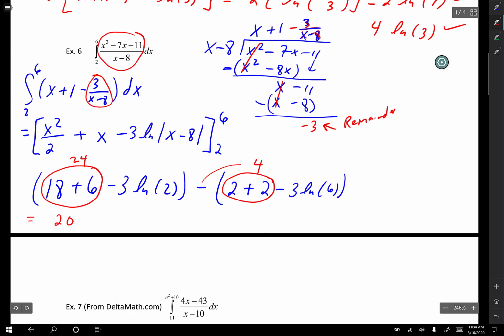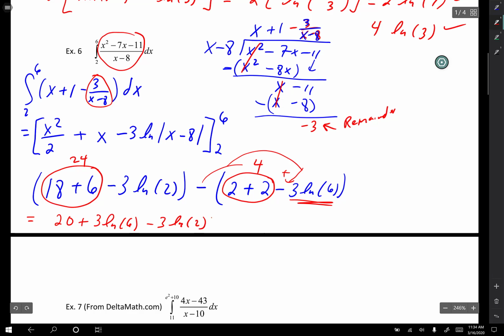And when I distribute this negative, that's going to turn that into a positive. So I'm going to write this one first, guys, so it's easy to see. Because if not, you might not see it. And then minus 3 ln of 2.